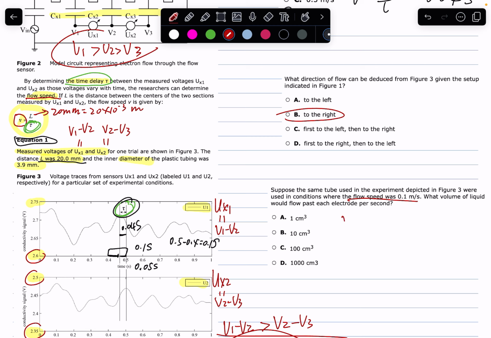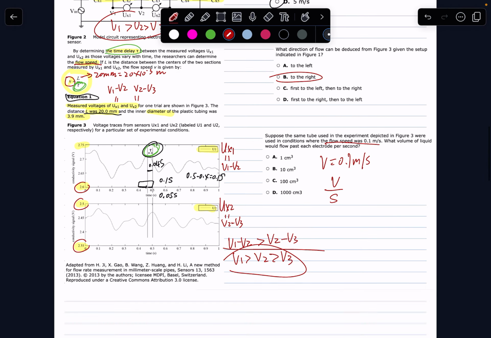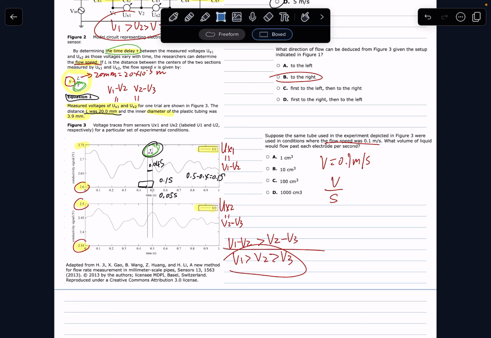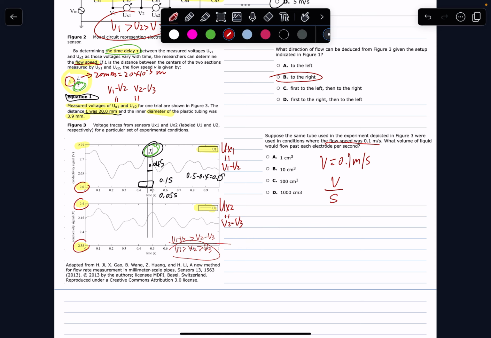So what do we get? We get v equals 0.1 meter per second. That's what the question stem tells us, right? And now it's asking what volume of fluid would flow past each electrode per second. Volume per second, okay? If you look at this, volume per second, you will realize this is flow rate, right? This is flow rate. So if I were to draw a picture for you.